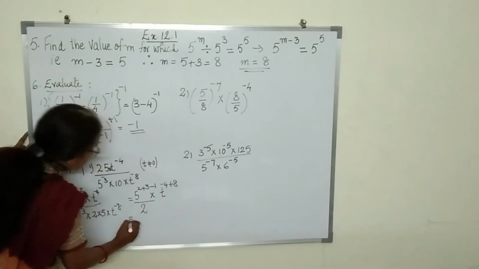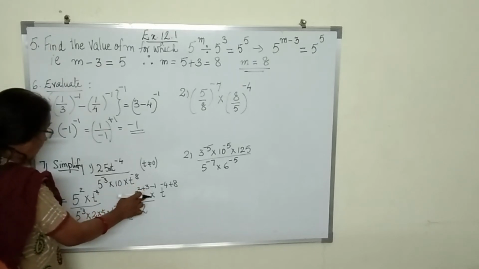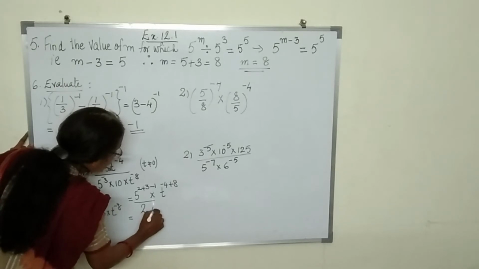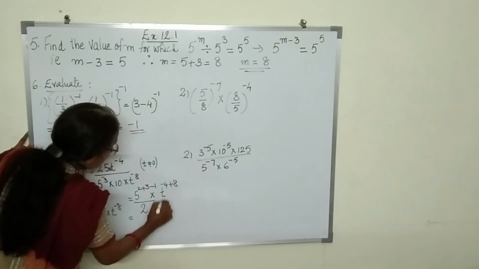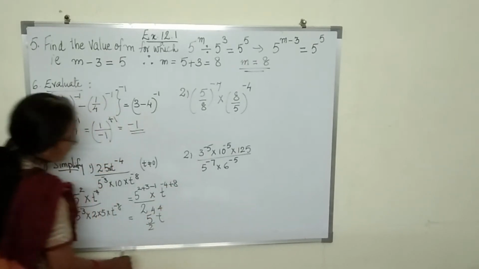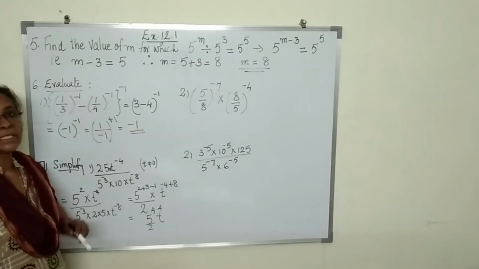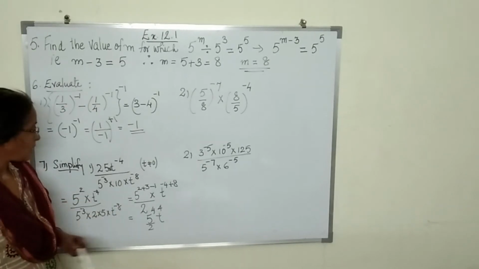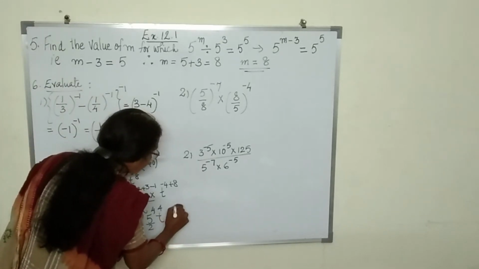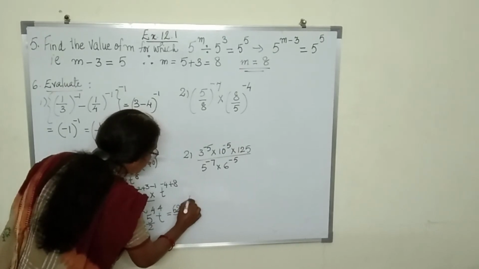So, when you do the cancellation work or the operation here, 2 plus 3, 5. 5 minus 1, 4. So 5 raised to 4 upon 2 and into t raised to 8 minus 4 is 4. Now when we calculate 5 raised to 4, it means 5 into 5 into 5 into 5. 5 fives are 25 and 25 twenty-fives are 625. So 625 upon 2 t raised to 4.